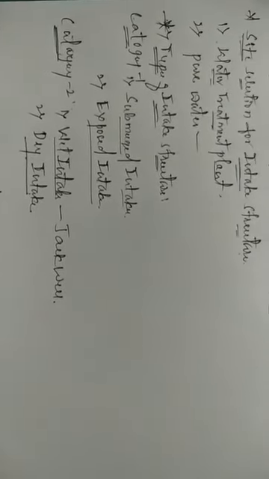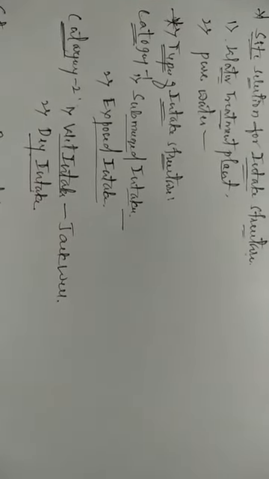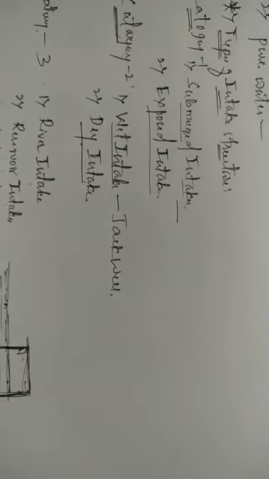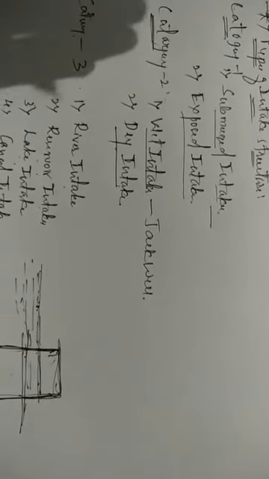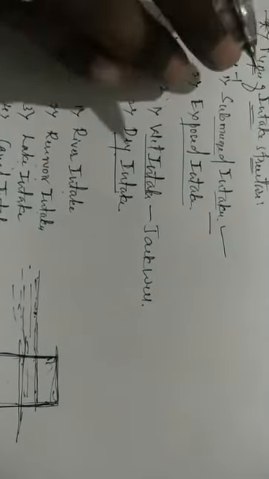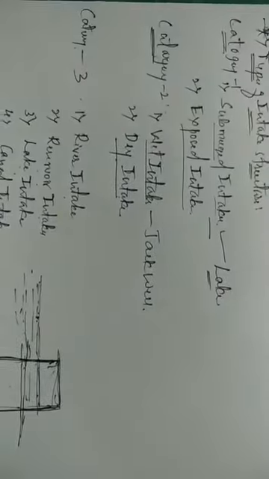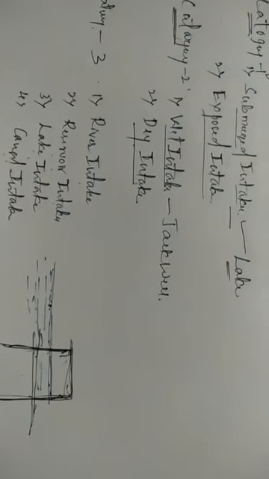Let us start with the first one, that is submerged intake structures. Submerged, the name itself says that it should be constructed entirely under the water. For that reason we call them submerged intake structures, and this type of structure can be constructed only in a lake. So this is what the submerged intake structures are.